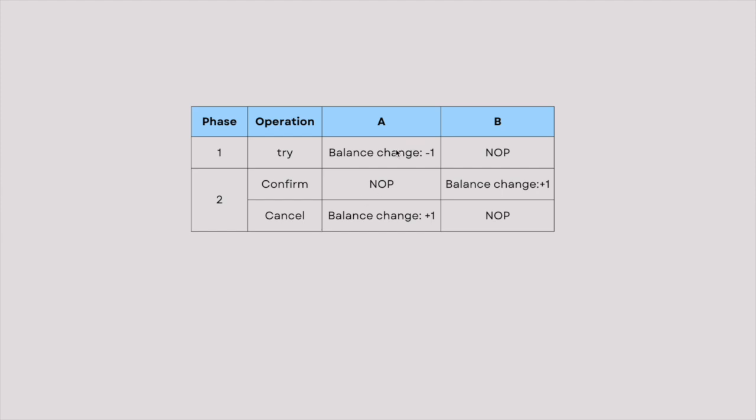On the try, we subtract balance from database A, and on confirm, we add the balance to database C. So these are two different transactions, independent from each other. But in case the confirm fails, we execute a compensating transaction, cancel, where we add the balance back to database A. This way, we either succeed or fail, but confirm and cancel are executed in different transactions. The main benefit of this approach is that we don't have those cross-database locks anymore. We only have local locks in the database.